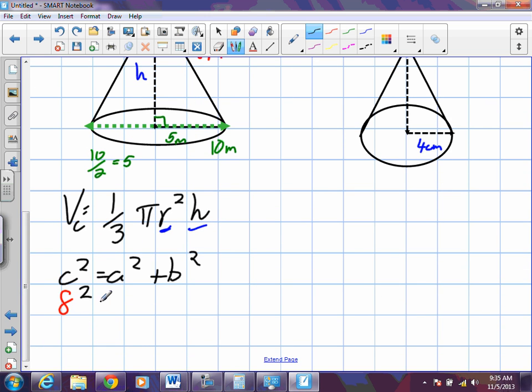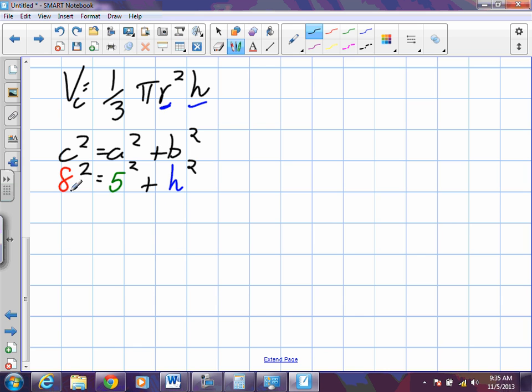What would be a? 5. And what would be our b? Unknown. What are we going to call it? h. Right? We're looking for h. So the goal is to isolate for h. So let's figure out these numbers. What is 8 squared? 5 squared? 25. And h squared? Good. What do we do next? You subtract 25 onto the other side. Great. 64 minus 25 is equal to h squared.